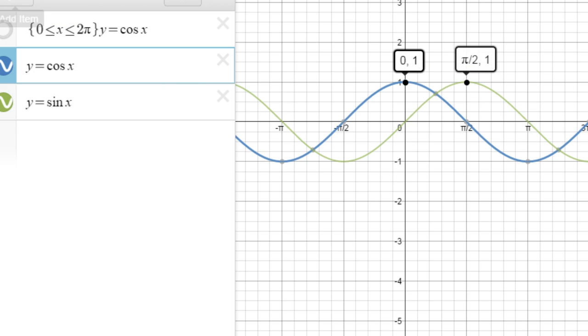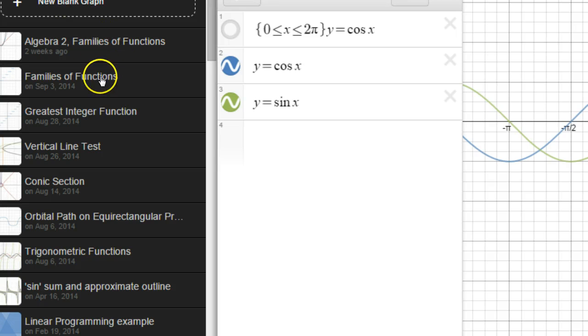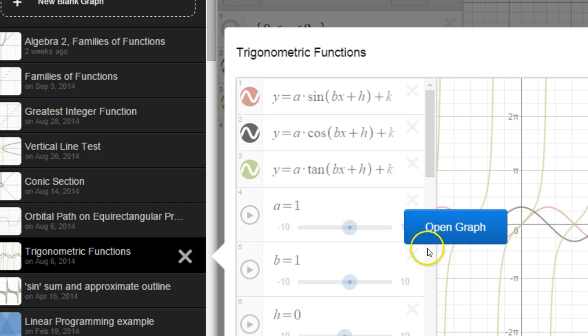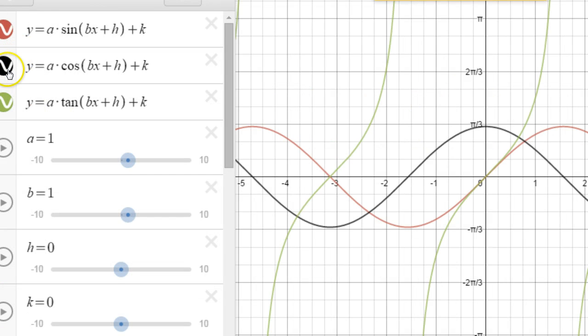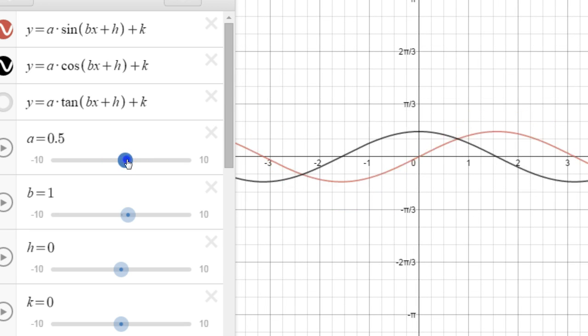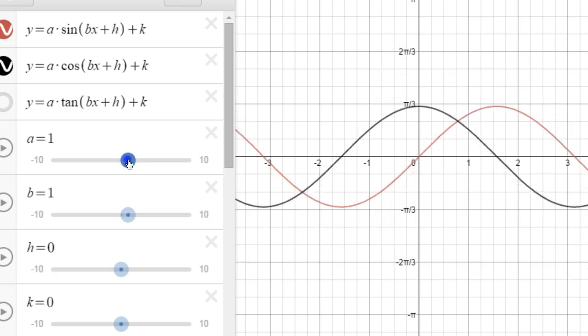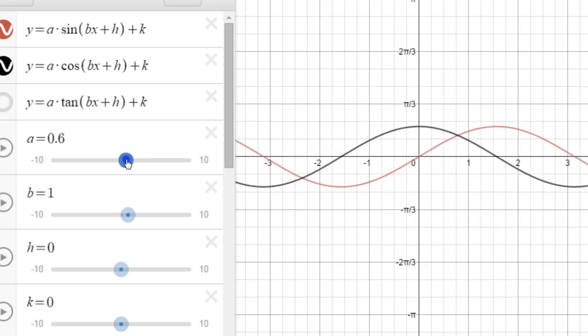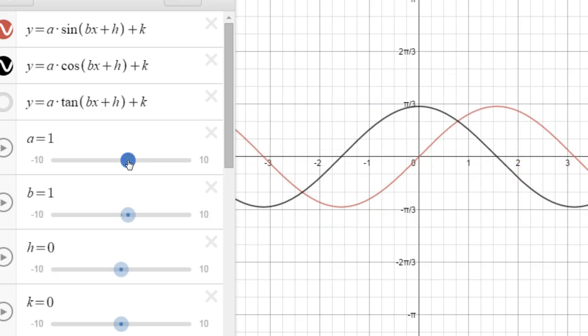Okay, let's open this up and we will just focus on these two. Now, talking about the transformations. Once again, the number in front controls the amplitude. If you make it negative, obviously it's going to flip upside down. It's typically just 1. Now B and H will control the phase shift.